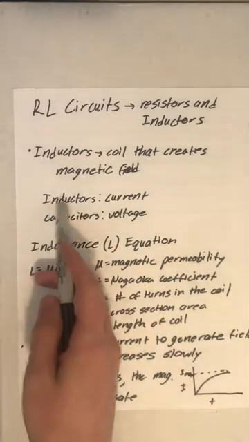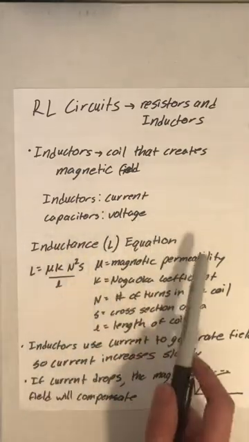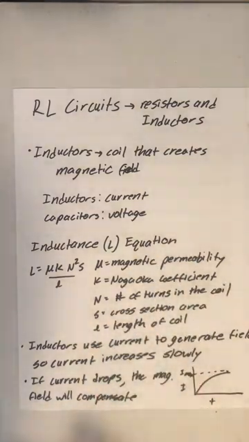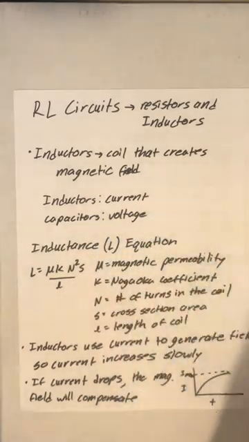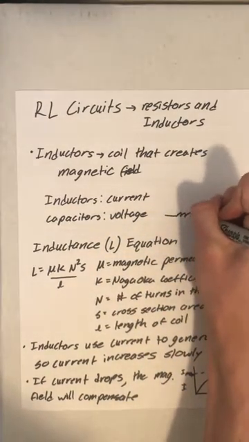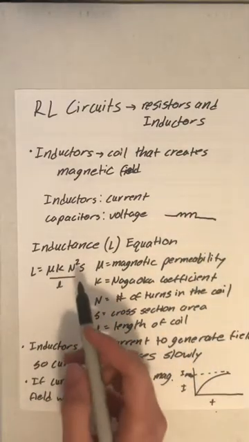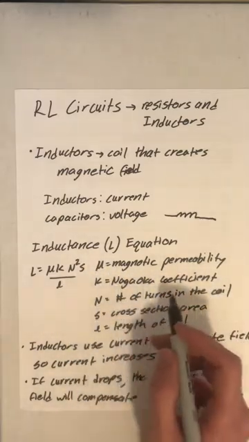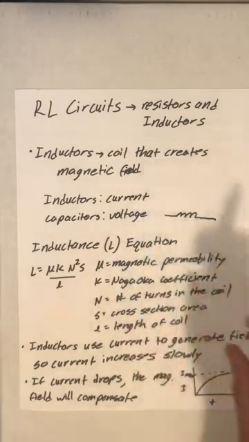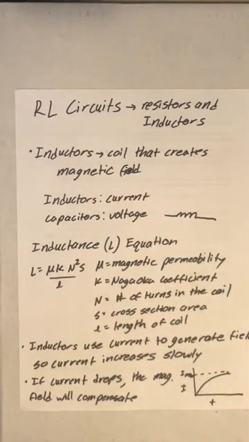So basically, inductors do with current the same thing that capacitors do with voltage. So everything that goes into an inductance equation are these things. An inductance is denoted by the letter L, and it also looks like this within a circuit. So all of these components go into what inductance is. So the magnetic permeability of the metal and the Nagaoka coefficient both pertain to the specific metal that the current is running through.